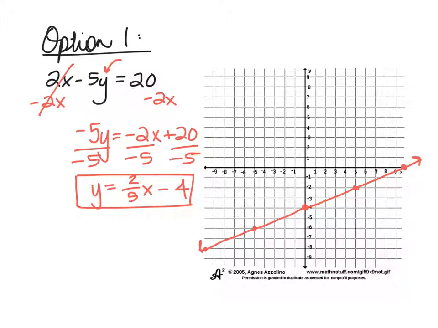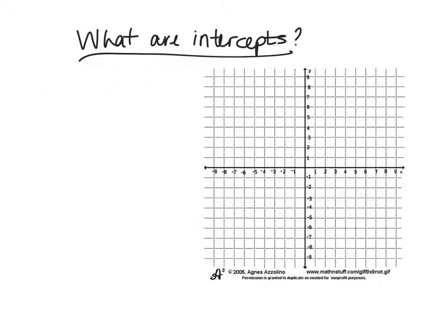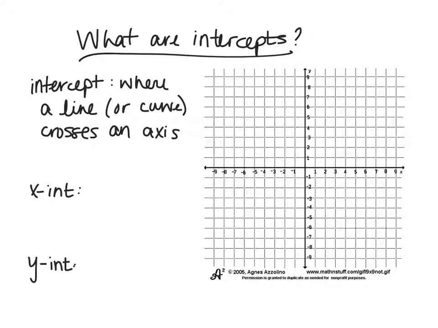Now, I don't think this is the easiest way to actually graph this equation, and I want to show you why. And before I explain that, I need to tell you what intercepts are. So you already know y-intercept because of slope-intercept form. So intercepts are where lines cross or intersect an axis. And there are two different kinds of intercepts. There are x-intercepts and y-intercepts. So x-intercepts are obviously where the curve is going to be crossing the x-axis.